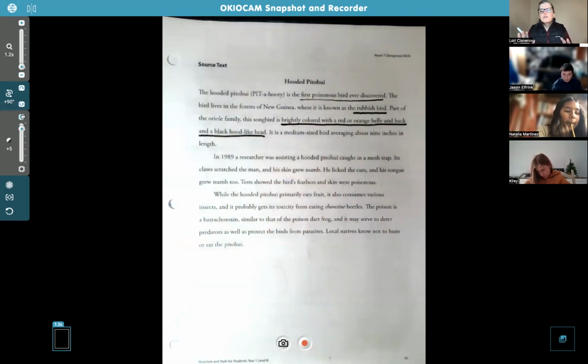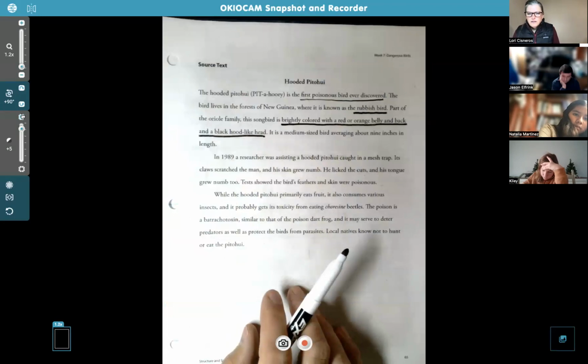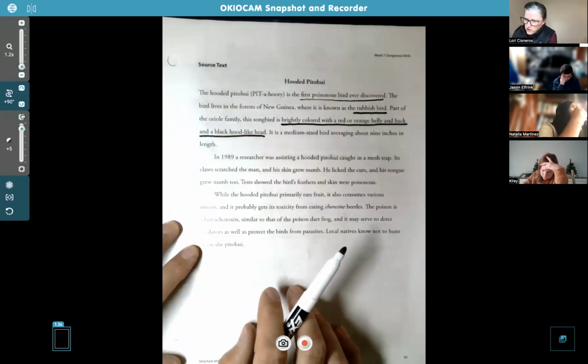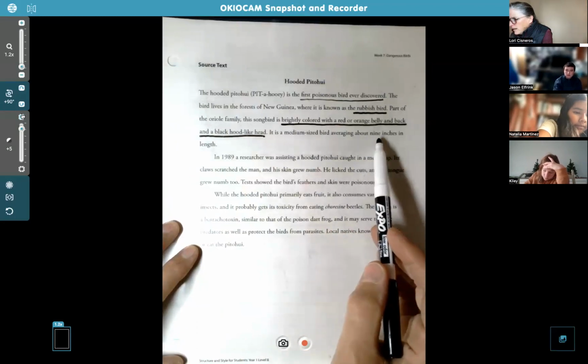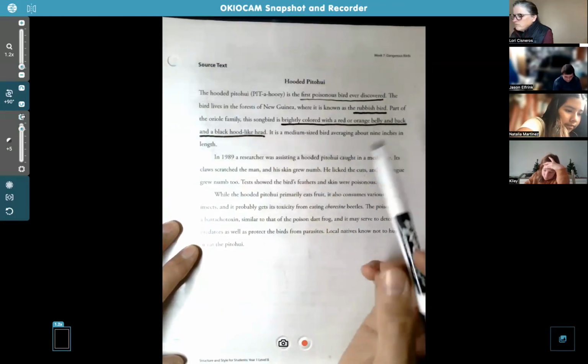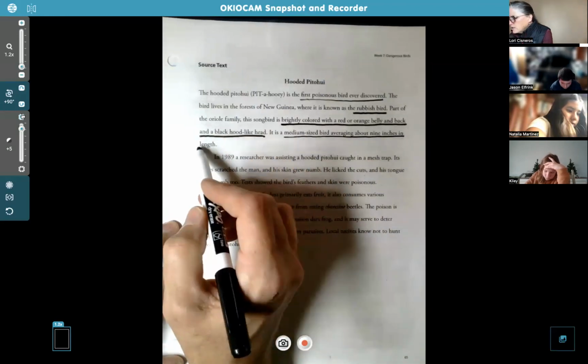We're picking and choosing things that are interesting. I didn't underline New Guinea. If you think that's interesting, underline that. Or the oriole family, if you think that's an interesting fact, you can underline that. Okay, so everybody's is going to be a little different. It is a medium-sized bird averaging about 9 inches in length. I think that's interesting. Medium size, 9 inches in length.